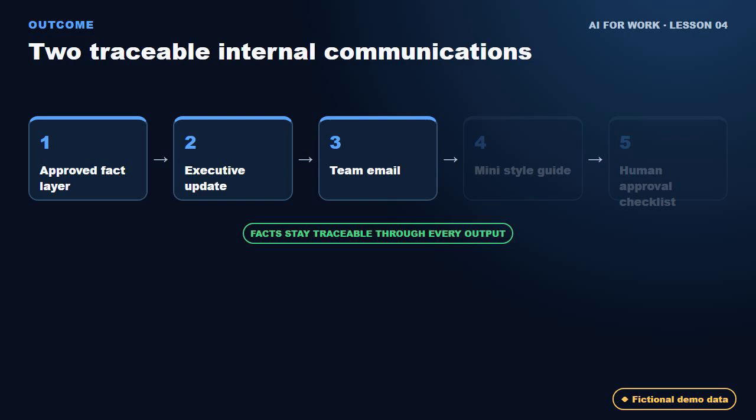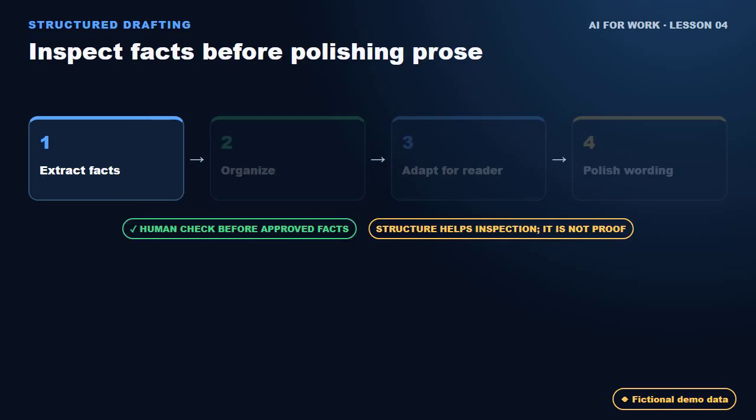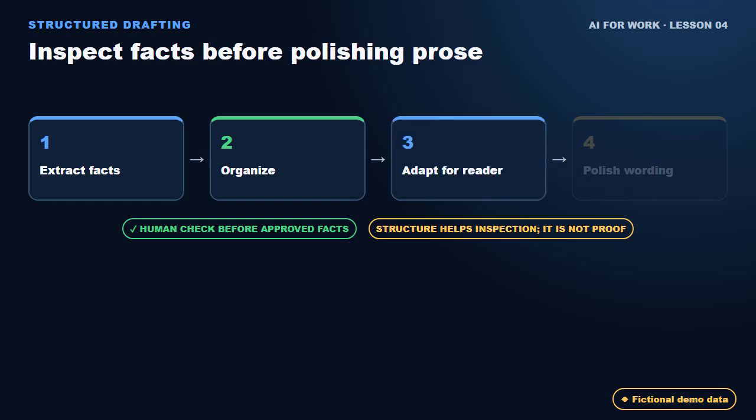You will leave with an approved fact layer, an executive update, a team email, a mini-style guide, and a human approval checklist for your capstone. The method is called structured drafting. It means creating a document in reviewable stages: extract facts, organize them, adapt them for the reader, and only then polish the wording. If you ask for finished prose first, a confident sentence can hide where a date, owner, or commitment came from.